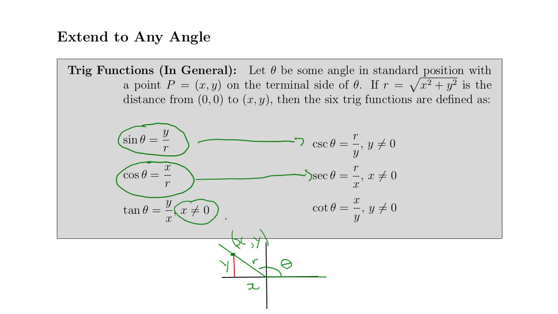Secant is still the reciprocal of cosine, and cotangent is still the reciprocal of tangent. Notice on all of these, we have some domain restrictions because we're dividing by values that could be 0. For sine and cosine, r is never actually going to be 0 until x and y are both 0. But that means when we're thinking about this distance, we'd have a 0 distance if our point was actually on the origin.